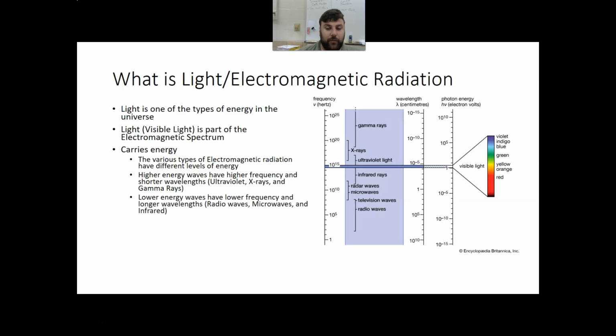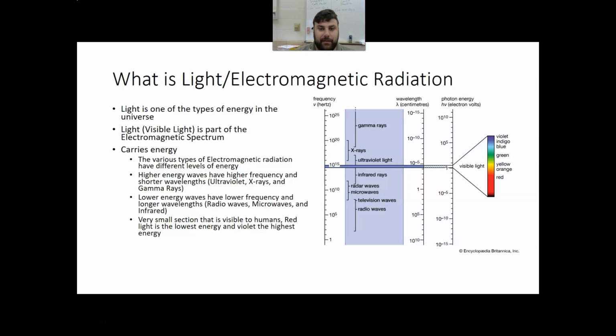Our low energy waves are going to be things that have lower frequencies and longer wavelengths. These are going to be things like radio waves, microwaves, and infrared radiation, or infrared light, which we're not really going to deal with as much. But what we do need to know is that these are much lower energy, they have lower frequency, and longer wavelengths.